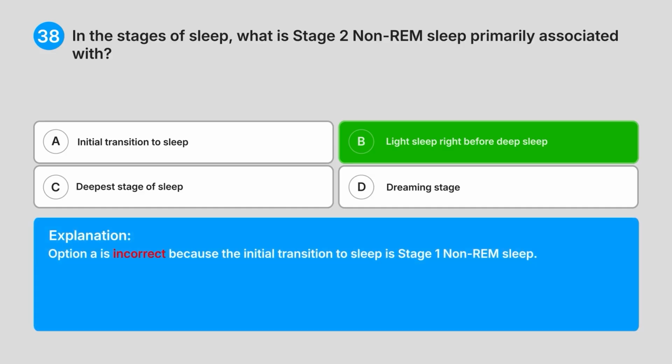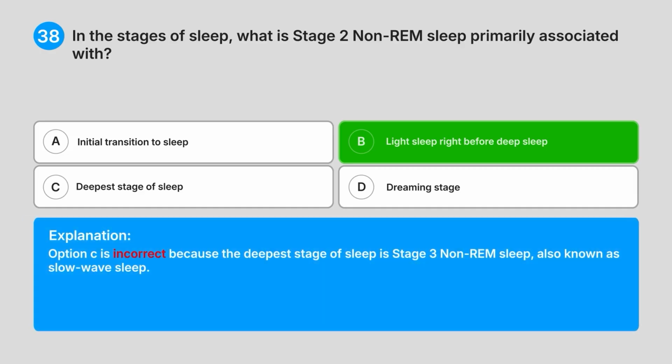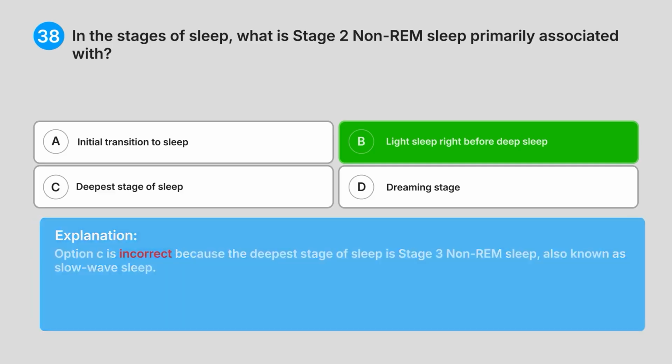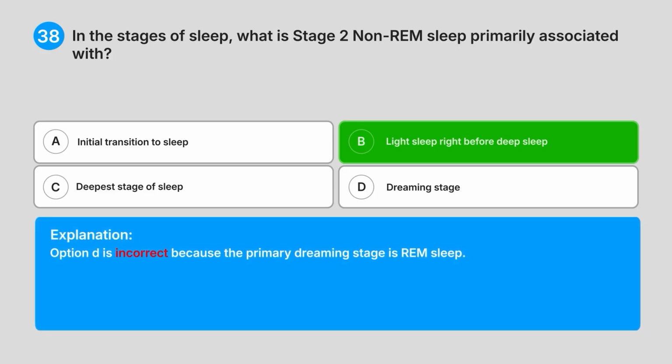Option A is incorrect because the initial transition to sleep is stage 1 non-REM sleep. Option C is incorrect because the deepest stage of sleep is stage 3 non-REM sleep, also known as slow wave sleep. Option D is incorrect because the primary dreaming stage is REM sleep.